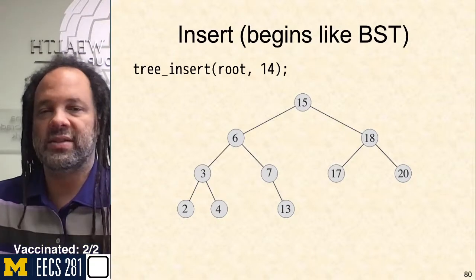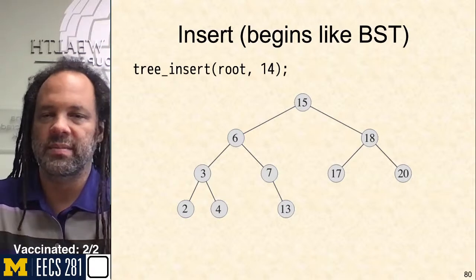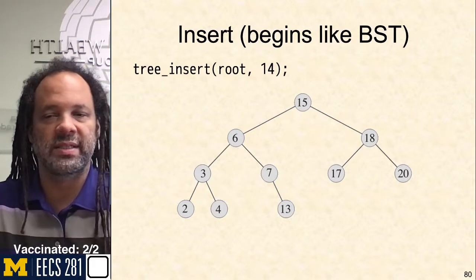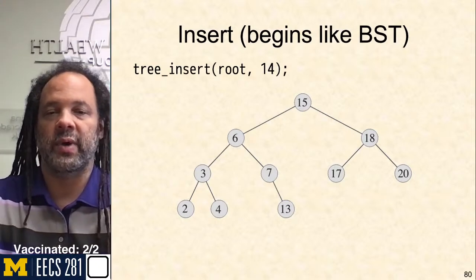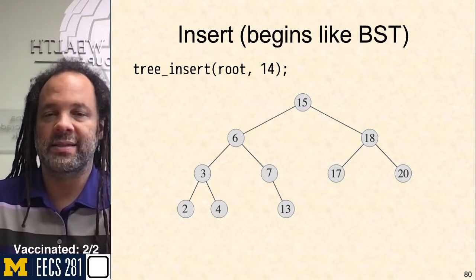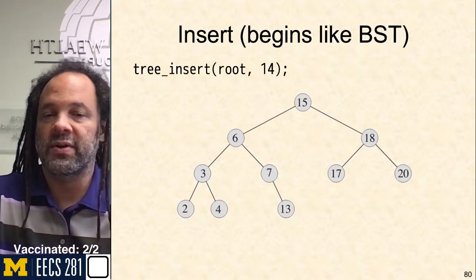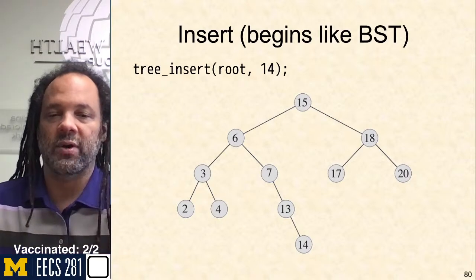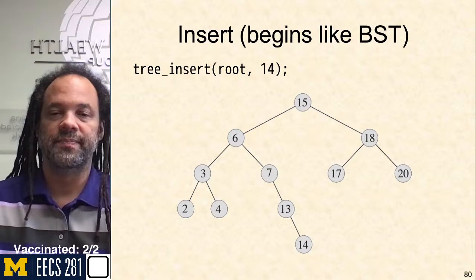All right, so let's do this insertion. Now that we know what our balances look like, let's do it. As I insert 14, this is just a standard binary search tree insert. I'm trying to insert 14, it's less than 15, so I go left. It's not less than 6, so I go right. It's not less than 7, I go right. It's not less than 13, so I go right again. And that's where I tack on the 14 at the null pointer that is 13's right child.